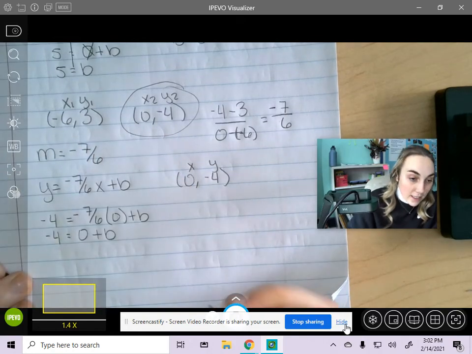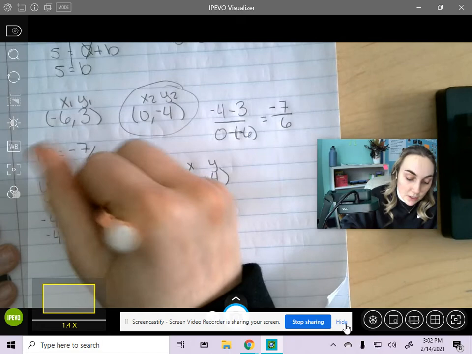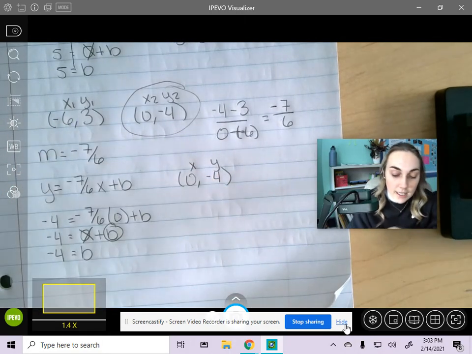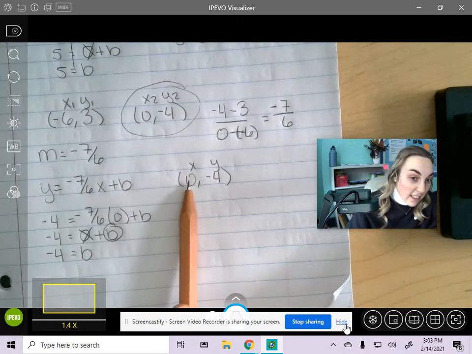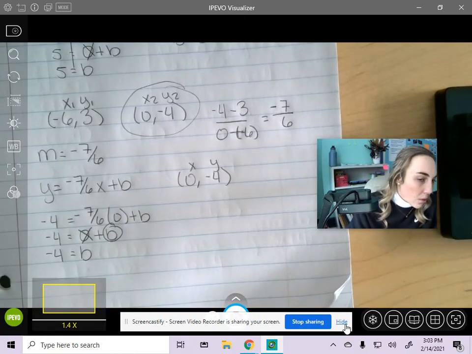And this one's going to be easy. To get b by itself, you don't have to do anything. So -4 is b. Okay. Another way you can know that is in this one, it already kind of gave you the answer because when x is 0, y is -4. But I just wanted to show you how that worked real quick.